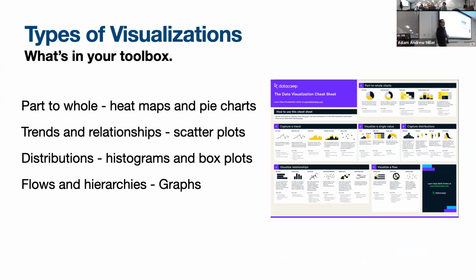Trends and relationships are going to be scatter plots. I think that's kind of the go-to for most scientists. And distributions will be things like histograms or box plots that sort of show the quantiles of the distribution. And then graphs, which show very complicated and very abstract relations for things like flows and hierarchies.